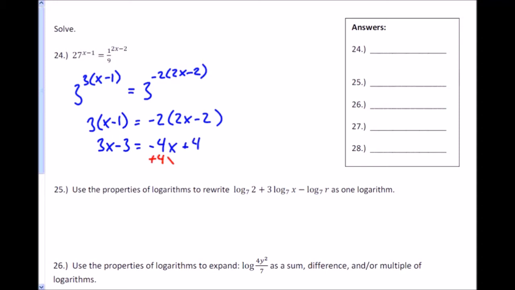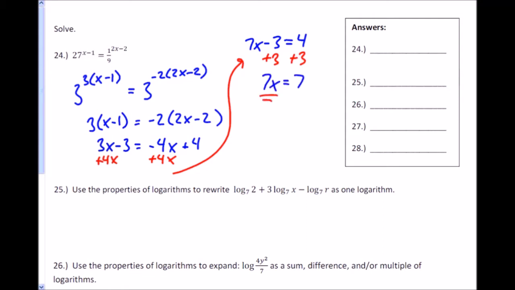I'm going to add the 4x to each side. So that's going to leave me with a 7x minus 3 equals 4. I add the 3 to each side. So I get 7x equals a 7. Divide each side by a 7. And I find out that x equals a 1. Okay? And I can easily plug that back in and check it.